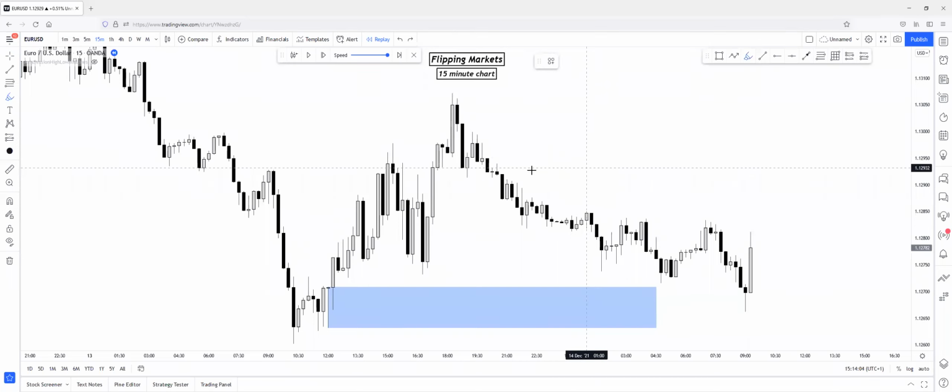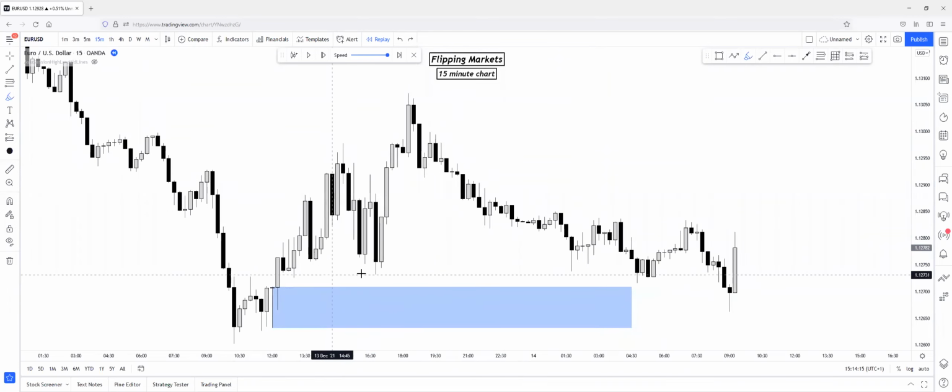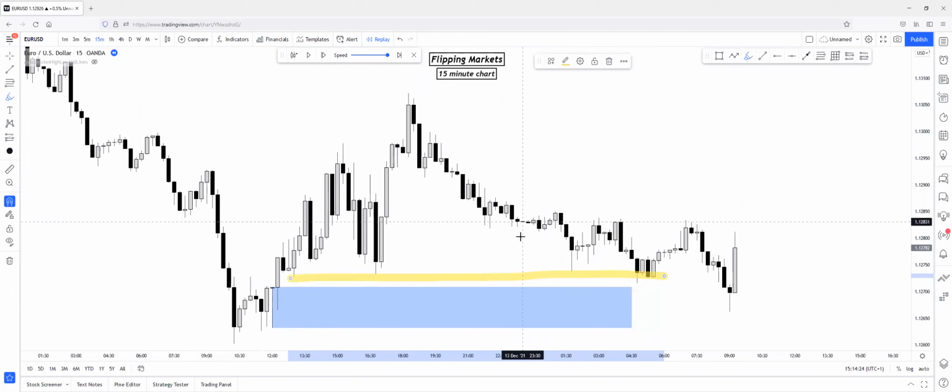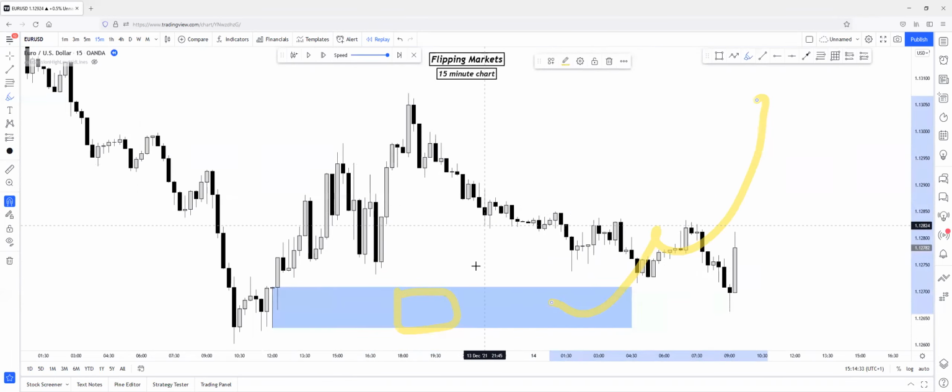Let's move on. Okay, let's see a live example. So as you can see, we have this demand zone right here. It created inefficiency to the upside and changed character here, and started a whole bullish order flow. Okay, it's not about the demand zone right now. It will be about the liquidity. So as you can see, we have bottoms here, here, here, here. And these are almost perfectly lined up, creating equal lows. So equal lows above the demand zone means if these lows are swept, this demand zone can hold the price and reverse the price to the upside.